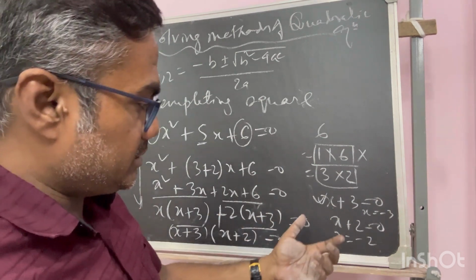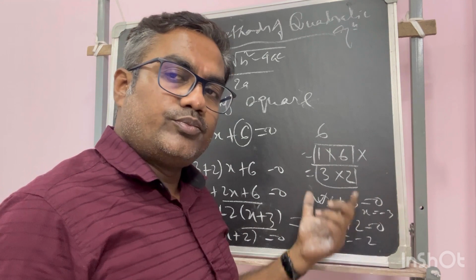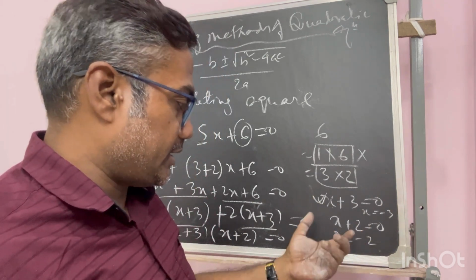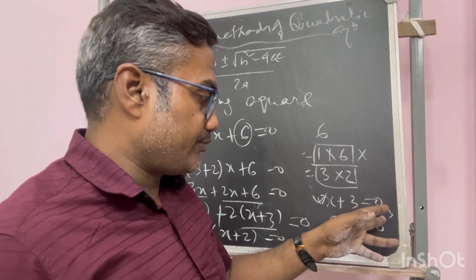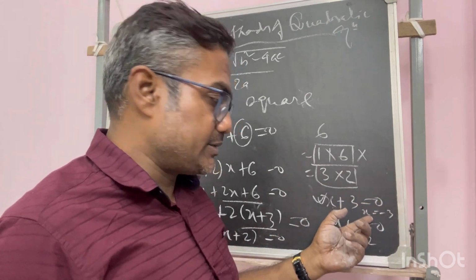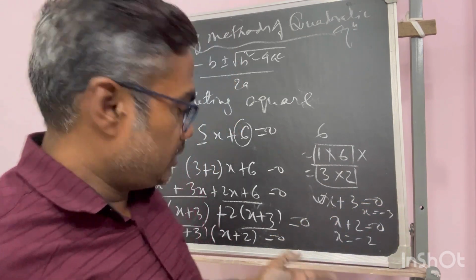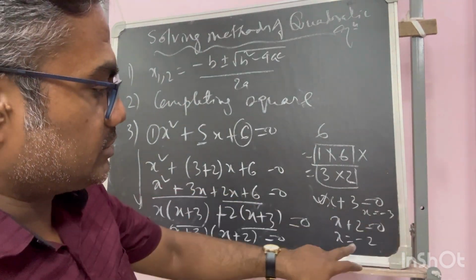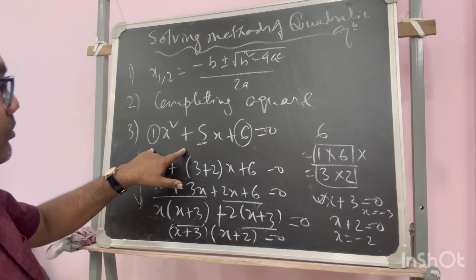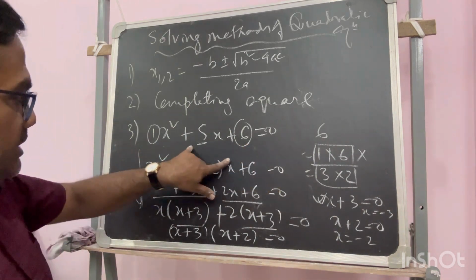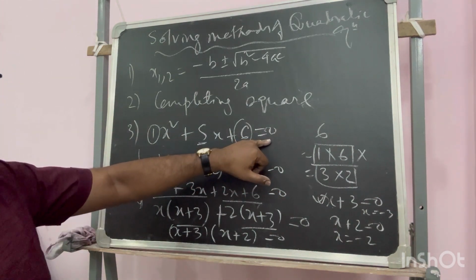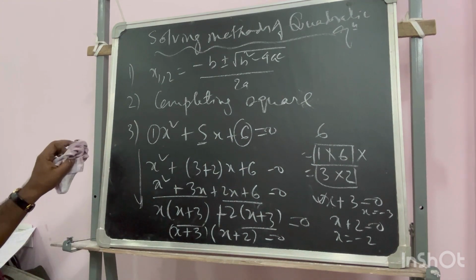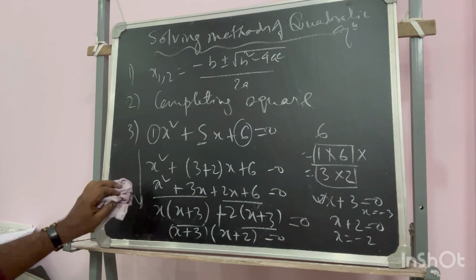So my case is that if I take both as 0 for the sake of understanding, and I get real values of x, then that is possible. So two roots are possible, x is equal to minus 3 and x is equal to minus 2, which will make this left hand side equal to 0. Okay. So these are the two methods.